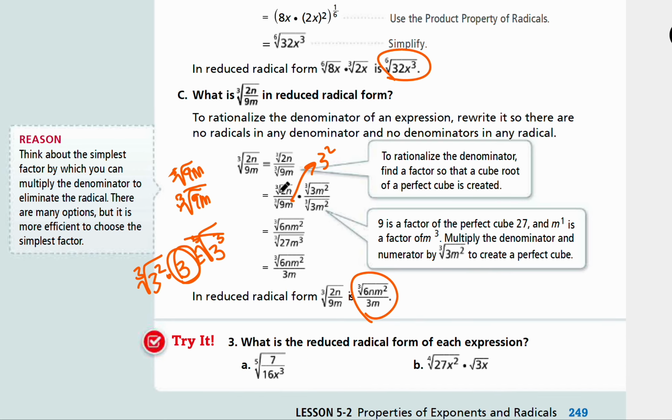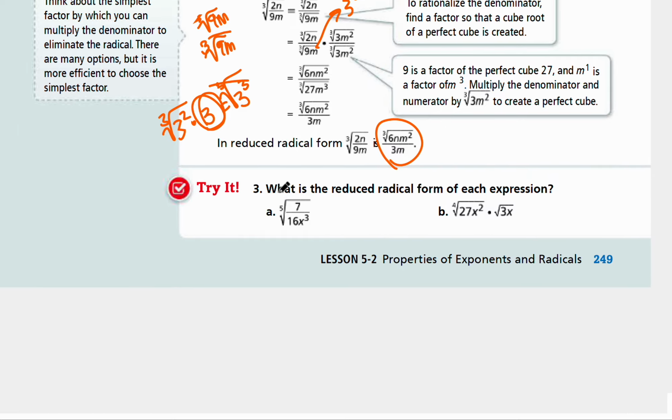Okay, so let's look at try number 3. What is the reduced radical form for each expression for parts A and B? Pause the video and come back when you're ready for answers.